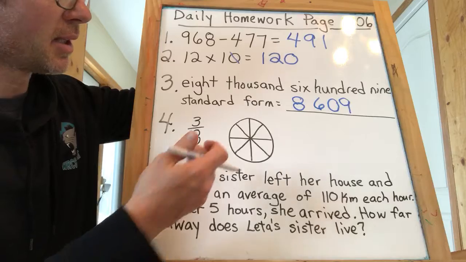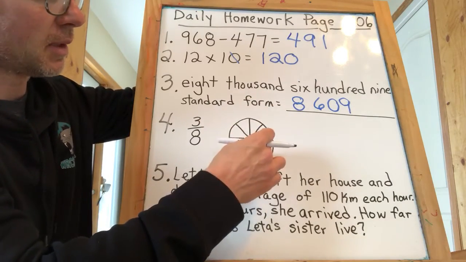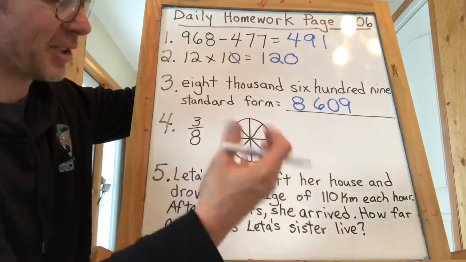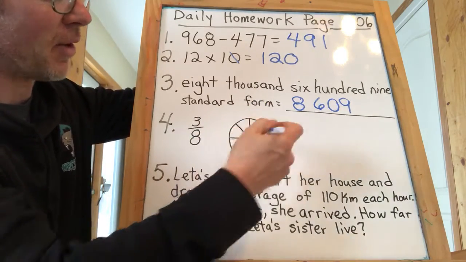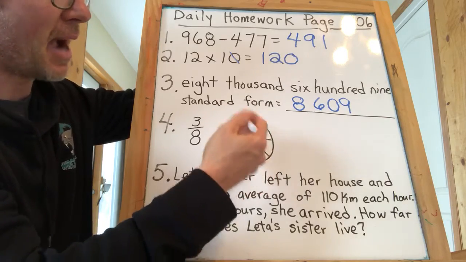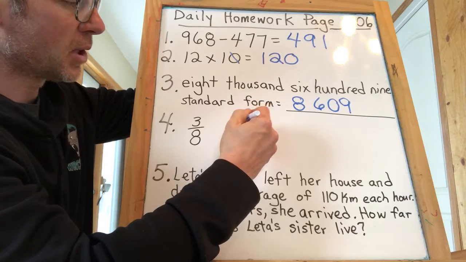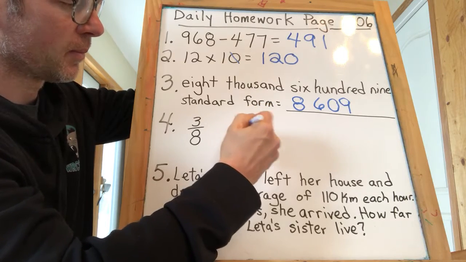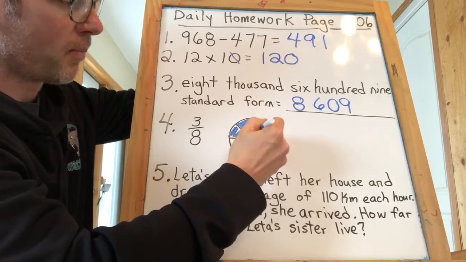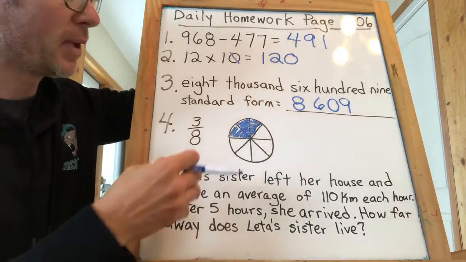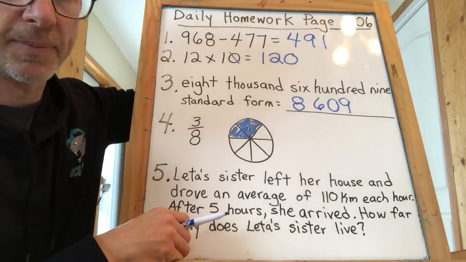3/8 is just a part of this, a fraction of this circle. Sorry, I lost my words. A fraction of this circle. Now, before we started, I actually put it in 8 equal pieces for you. So I wanted you to shade in just 3 of those. And it doesn't matter which 3. 3/8 on this part of the circle is the same as 3/8 on any other part of the circle.